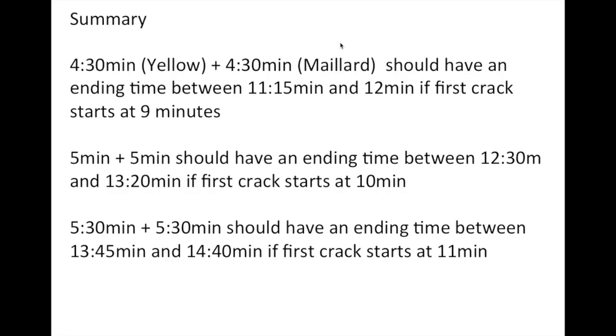It's now time to sum it up. If your yellow and Maillard phases are 4 minutes 30 seconds each, this is something you should always try and aim for. Generally, you want these two numbers to be as close together as possible. You would want to end the roast at 11 minutes 15 seconds, or 12 minutes, if the first crack starts at 9 minutes. If first crack starts at 10, you want to end it at 12:30 or 13:20. At 11 minutes, 13:45 or 14:40. And let's go check out a quick cheat sheet.